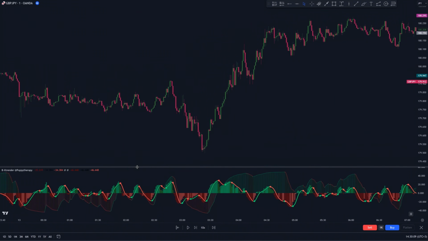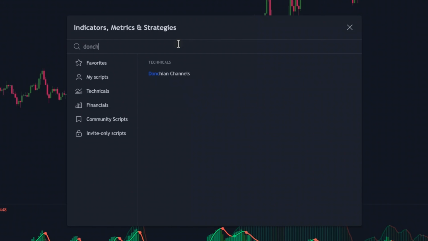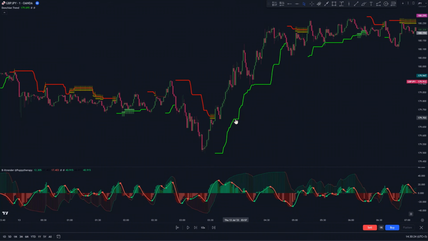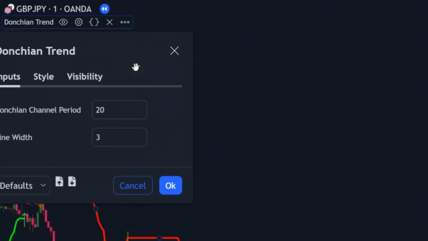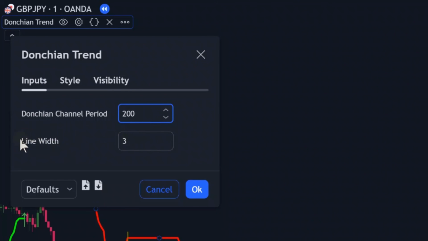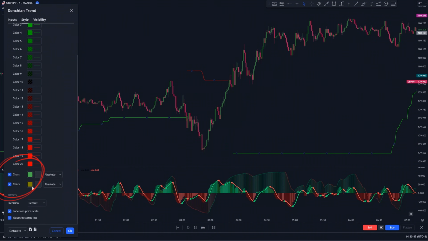On the indicator search tab, type in Donchian Trend, this one by Lonesome the Blue. Double-click on it to access the settings panel. On the Inputs tab, change the length to 200 and reduce the line width to 1. Then on the Style tab, disable these 2 character options and then click OK.